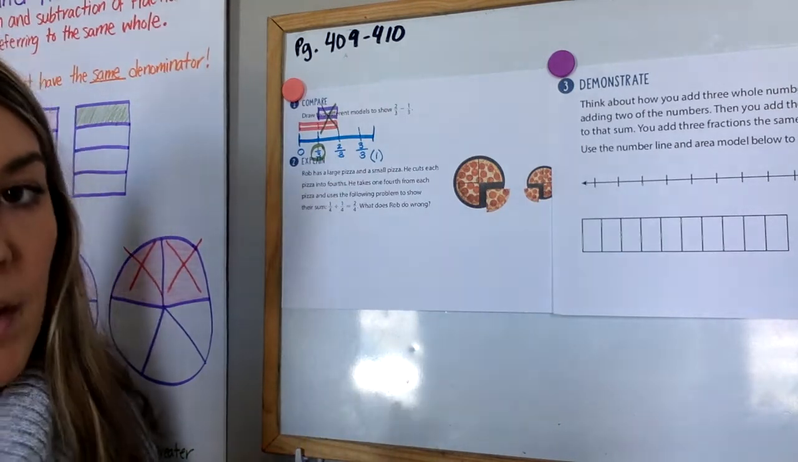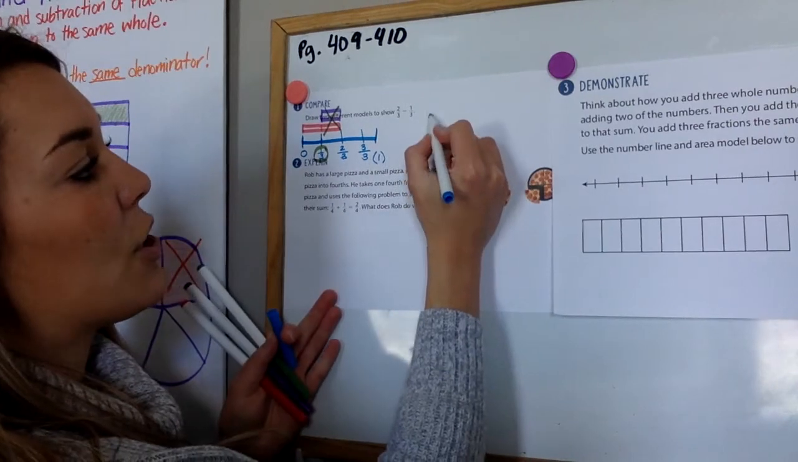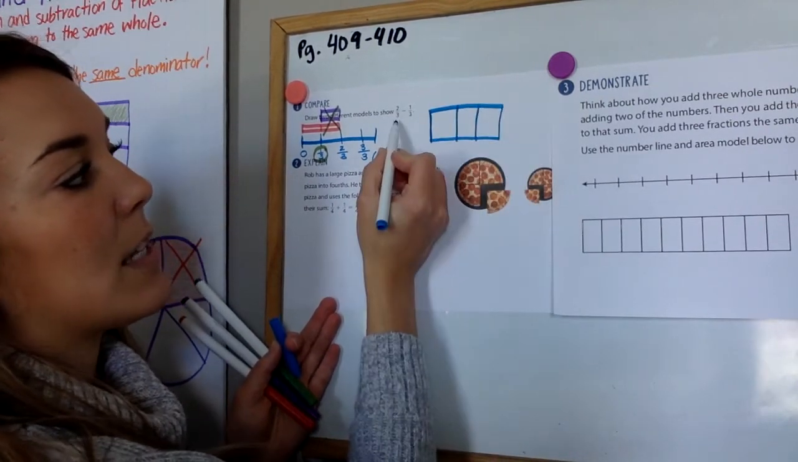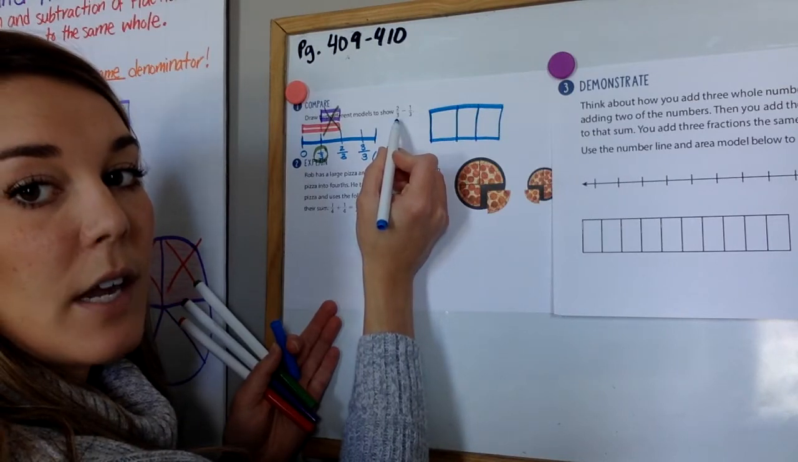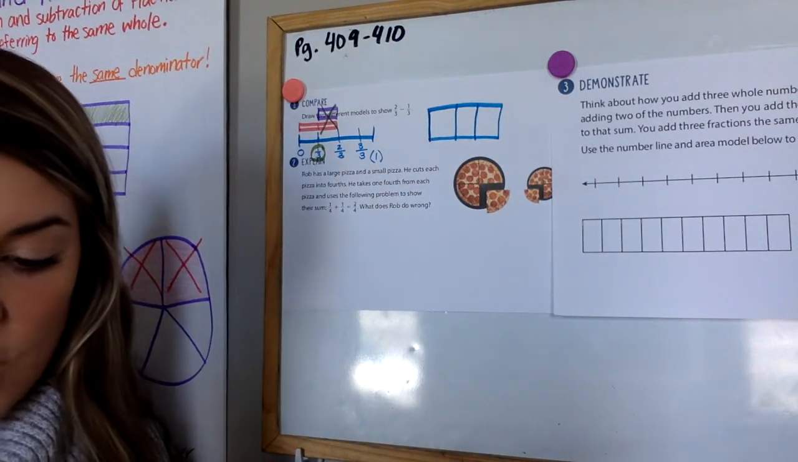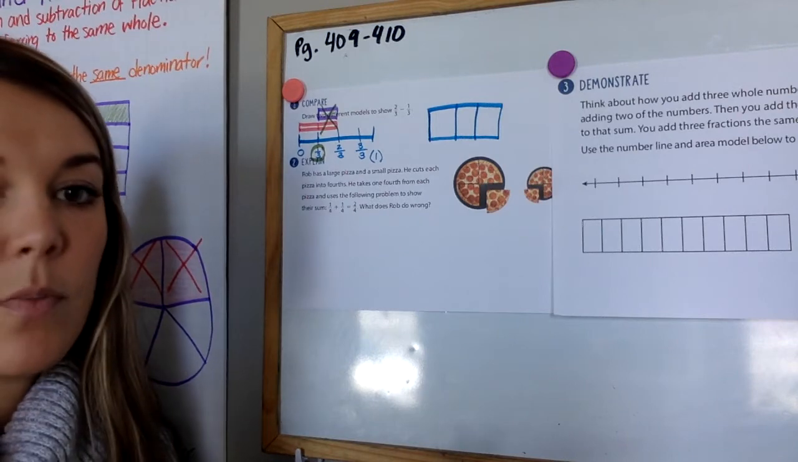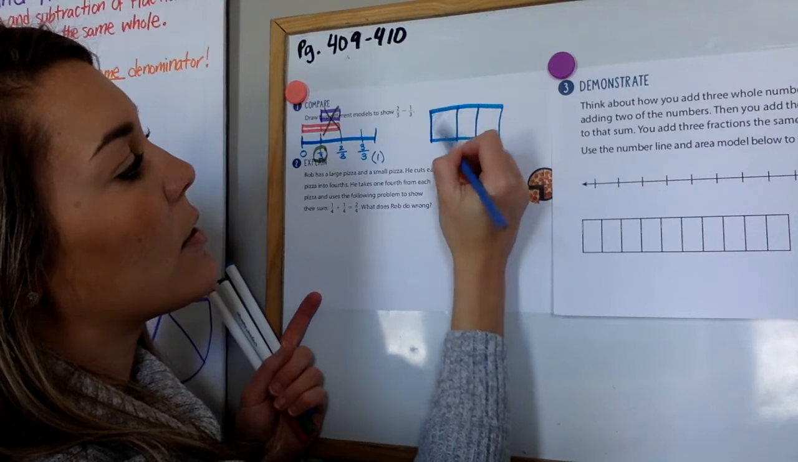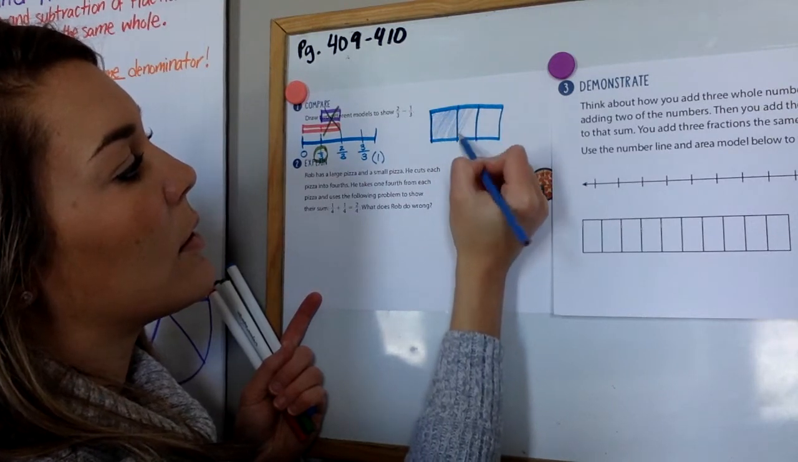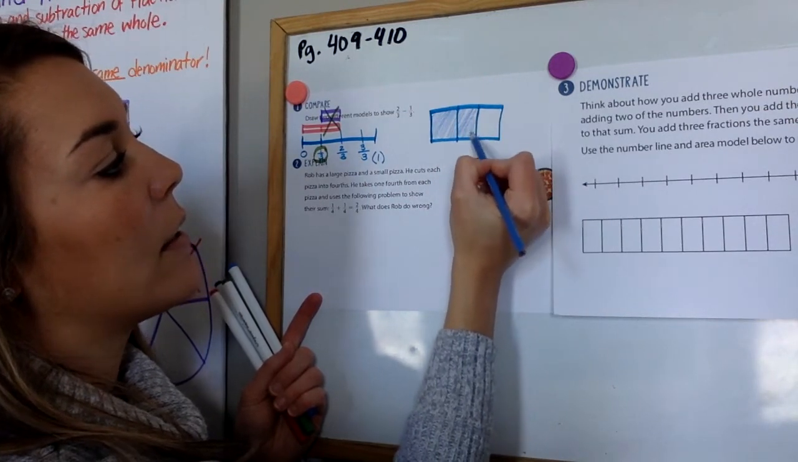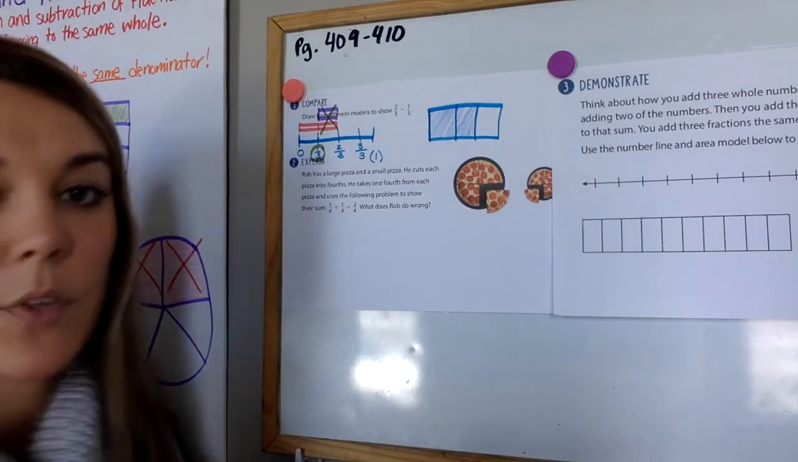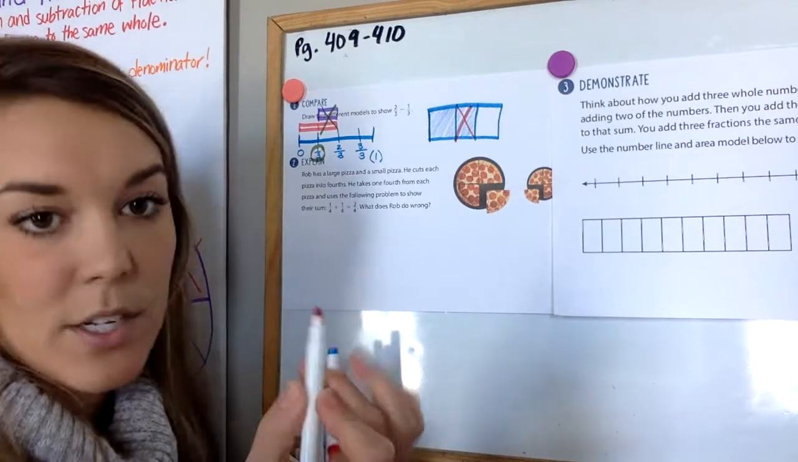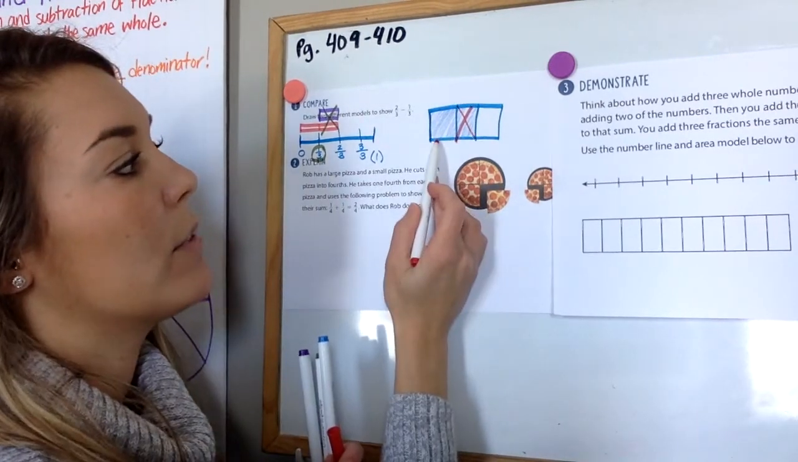If I use the area model, I'm going to need to make a shape. I'm going to use a rectangle, cut it into 3 equal parts because that's my denominator, right? Then I need to shade the number I'm starting with. So I'm starting with 2/3, so I'm going to shade 2 of these. Okay. Now I'm going to cross out the number I'm taking away. So I'm taking away 1/3. So what is remaining? 1/3.